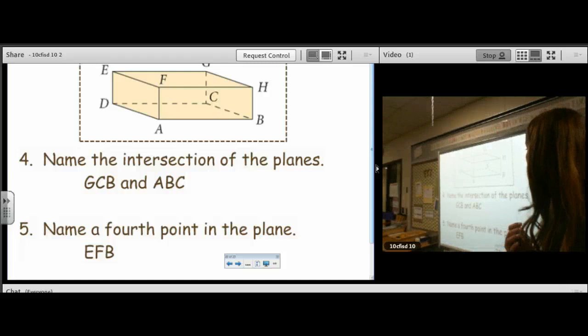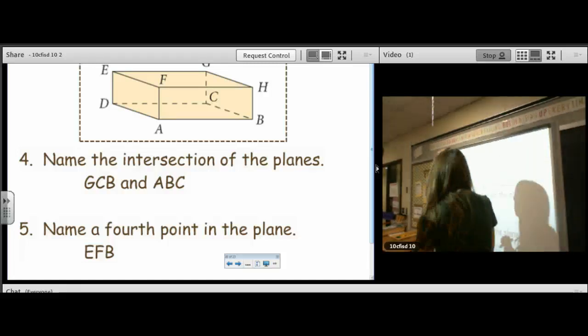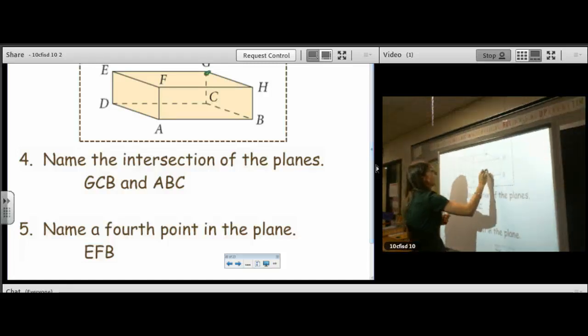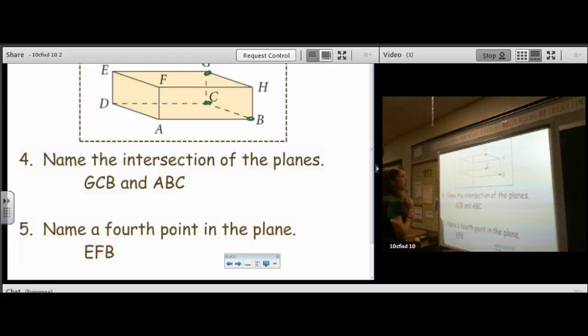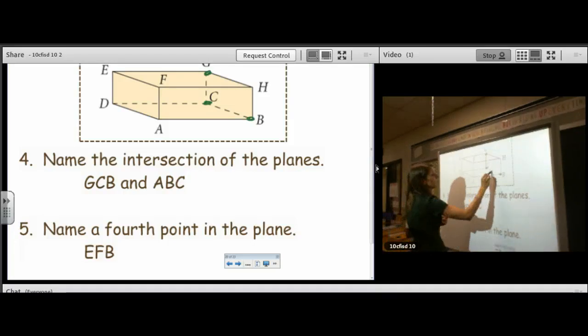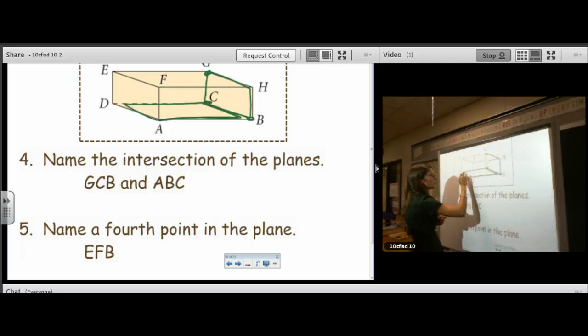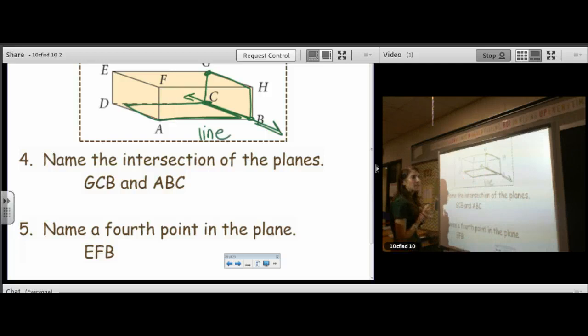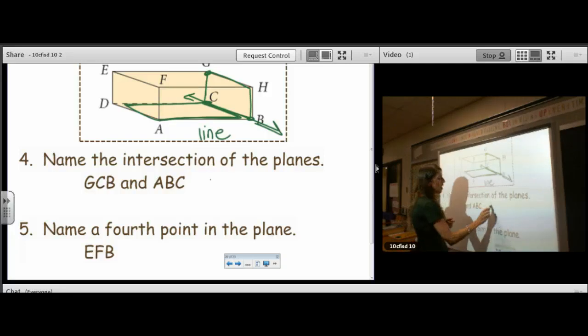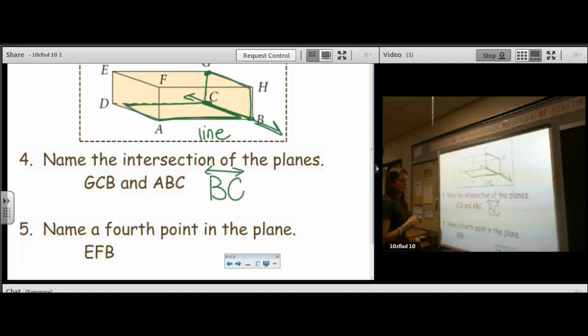Name the intersection of the planes GCB and ABC. So that's this plane right here and the bottom right here. Well, we just learned that when 2 planes intersect, you get a line. So our answer to this question better be a line. So the answer is line BC.